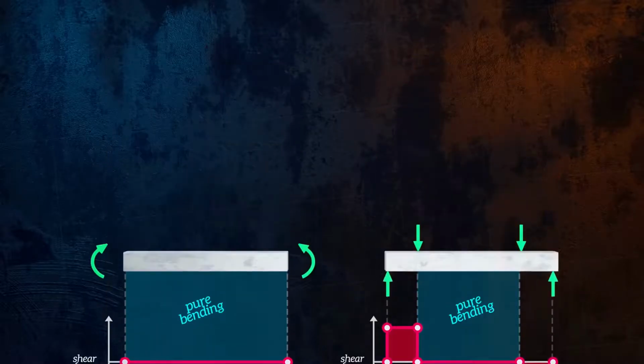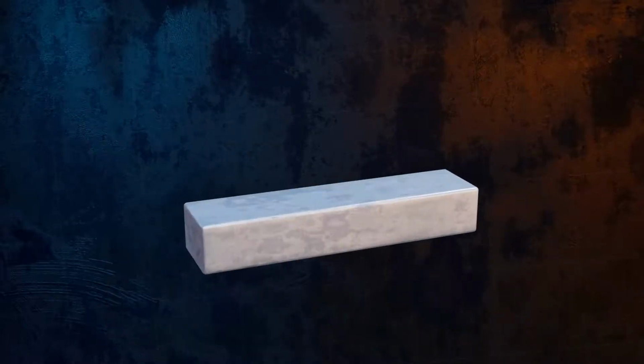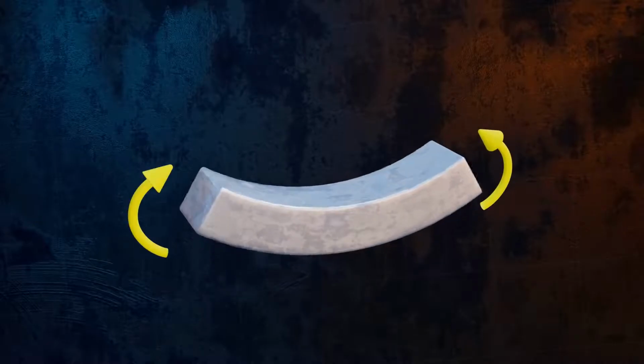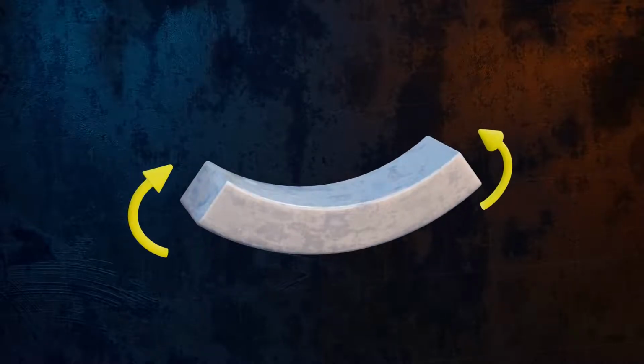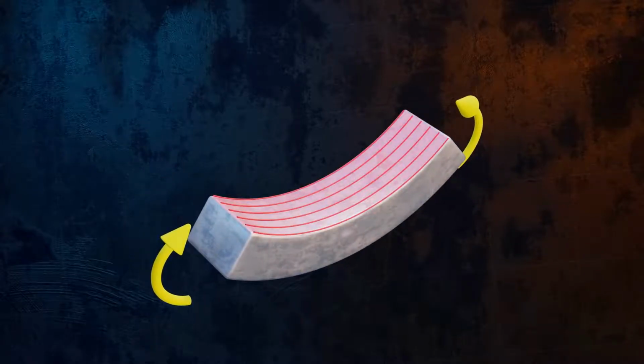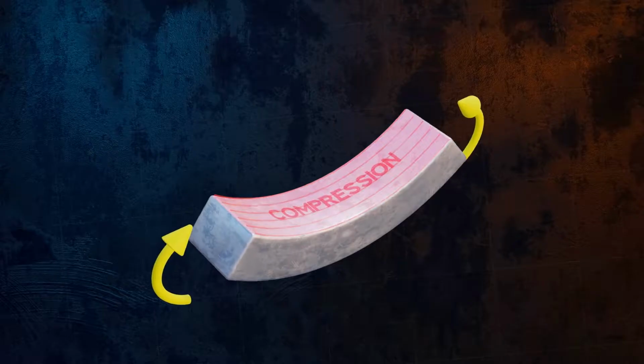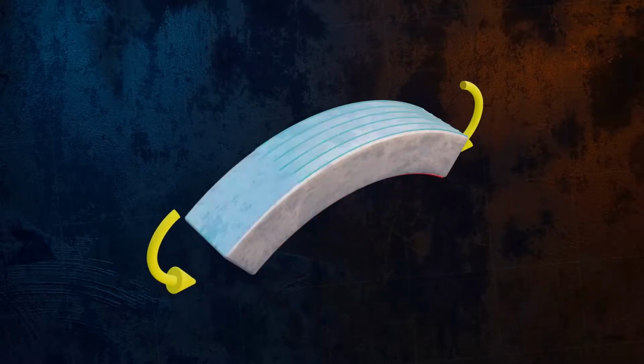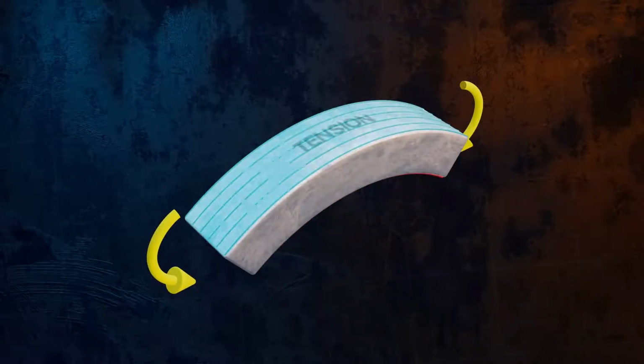Let's look at how a beam deflects when it has a constant bending moment along its length. If we imagine the beam as a collection of very small fibers, as the beam deflects, the fibers at the top of the beam get shorter, meaning that they are in compression, and those at the bottom of the beam get longer, so they are in tension.